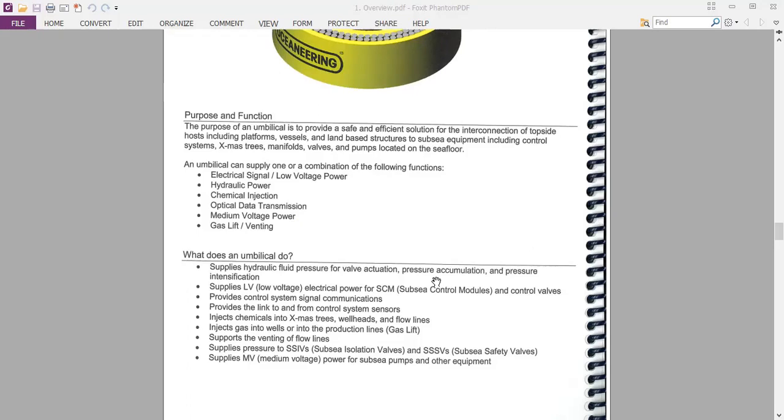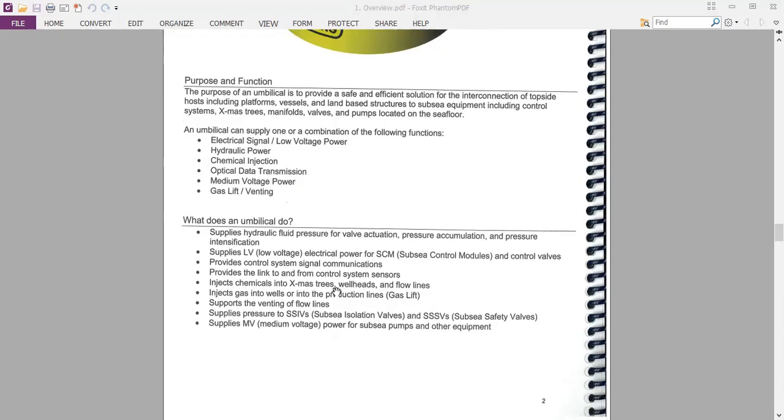Secondly, to supply our low voltage electrical power to the SCM, and as well help us control our production valves. All right, also provides control system signals, communication. So once we say shut a well or shut a valve, how do we know if it is actually shut or not? We get signal from the equipment back to topside. And it is still the umbilical that ensures we have that true communication, which we call the back and forth, send signal and receive feedback. Provides a link to and from our control system sensors. So we can use it to power our sensors, we can use it to get links from sensor and also to get information back topside.